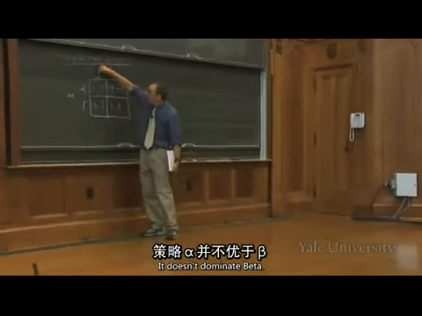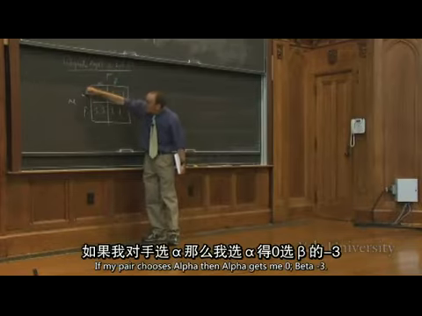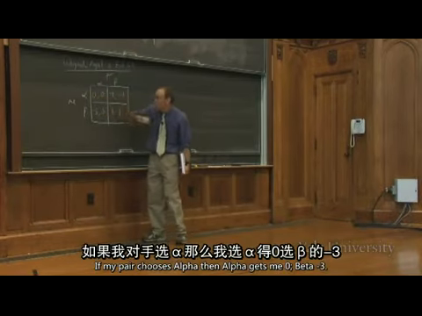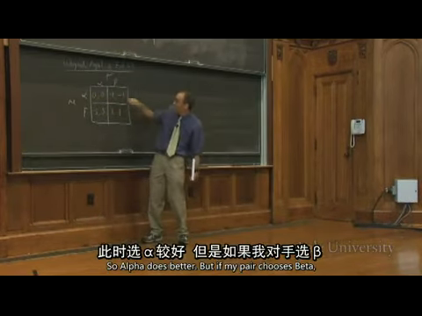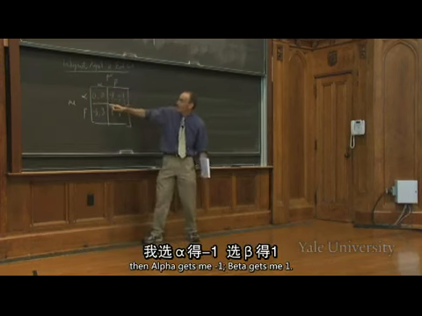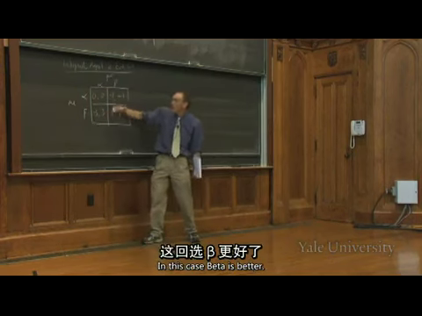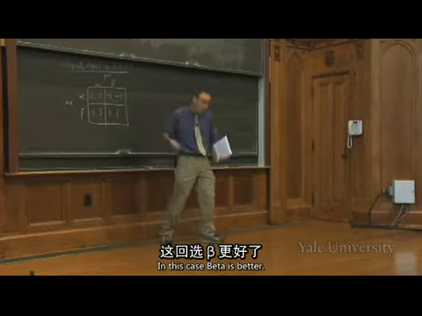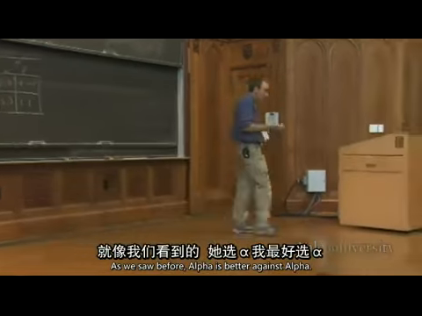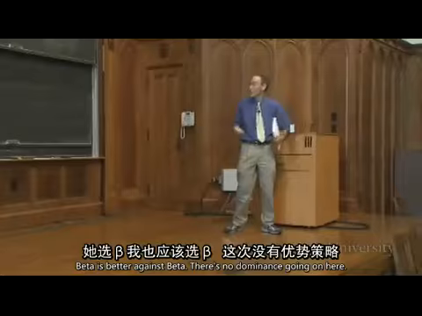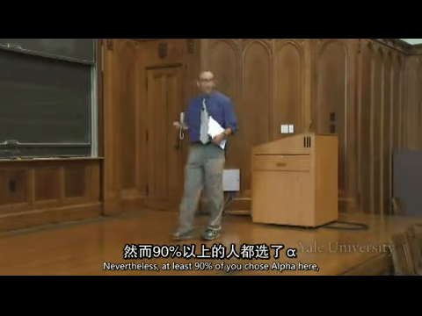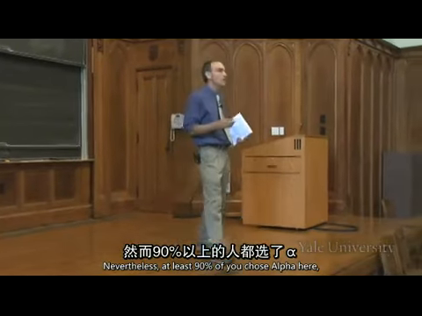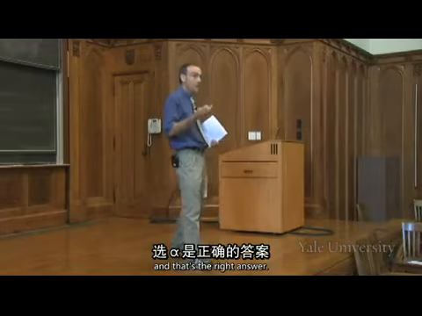If my pair chooses alpha, then alpha gets me 0, beta -3, so alpha does better. But if my pair chooses beta, then alpha gets me -1, beta gets me 1. In this case, beta is better. So once again, as we saw before, alpha is better against alpha, beta is better against beta. There's no dominance going on here. Nevertheless, at least 90% of you chose alpha here. And that's the right answer.